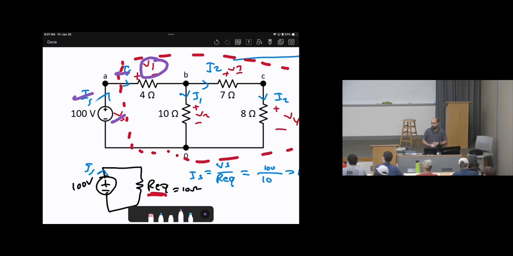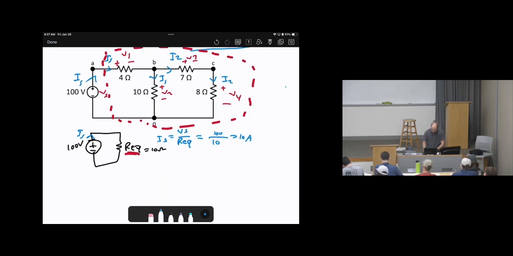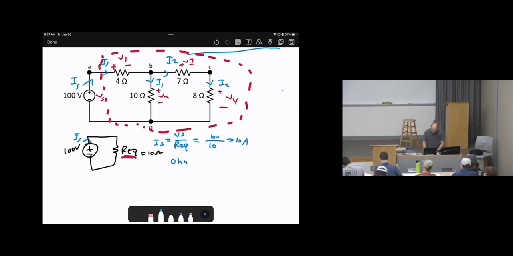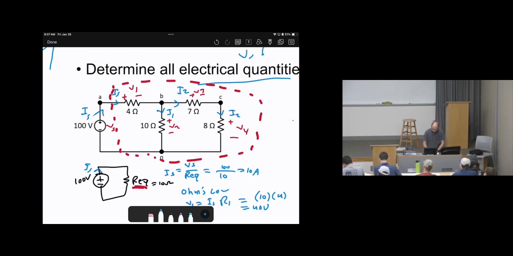Ohm's law, right? We know I source. We know the currents. We know the resistance. Then we can apply Ohm's law to calculate V1, which is I source times R1. I source is 10 amperes, then R1 is 4. So the answer will be 40 volts. Now I know V1, so I'm done with this element.